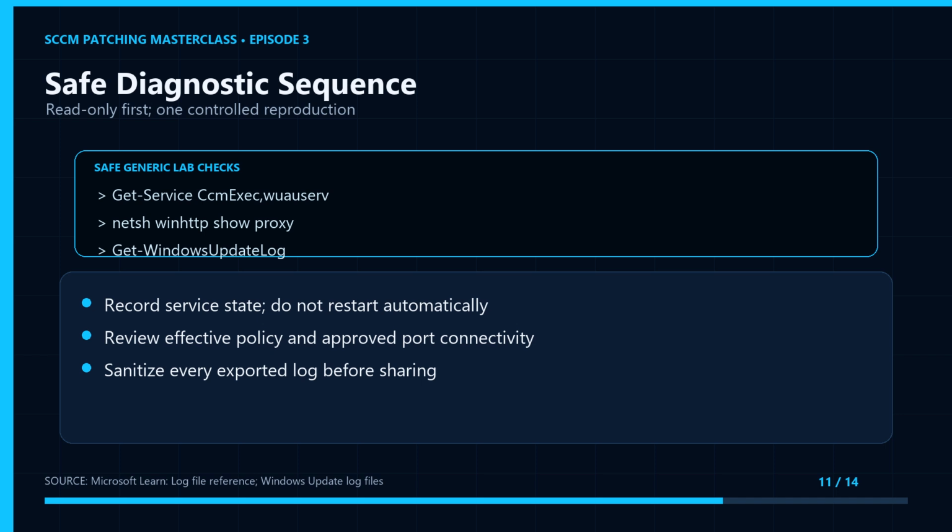Export only the small time window around the failure and sanitize it before sharing. The commands shown are diagnostic, but Get-WindowsUpdateLog creates an output file. Follow local data handling rules. Never publish real host names, domains, addresses, usernames, site codes, URLs, identifiers, or credentials.